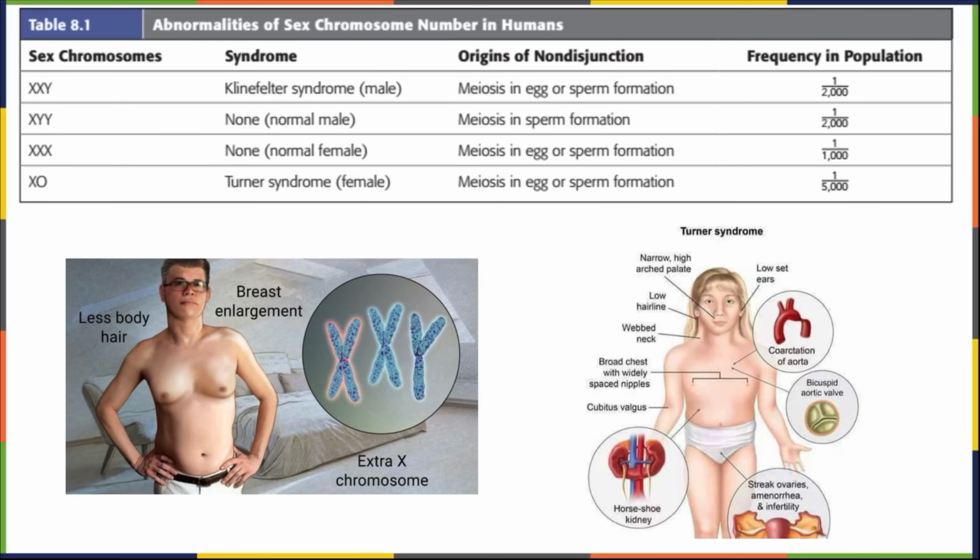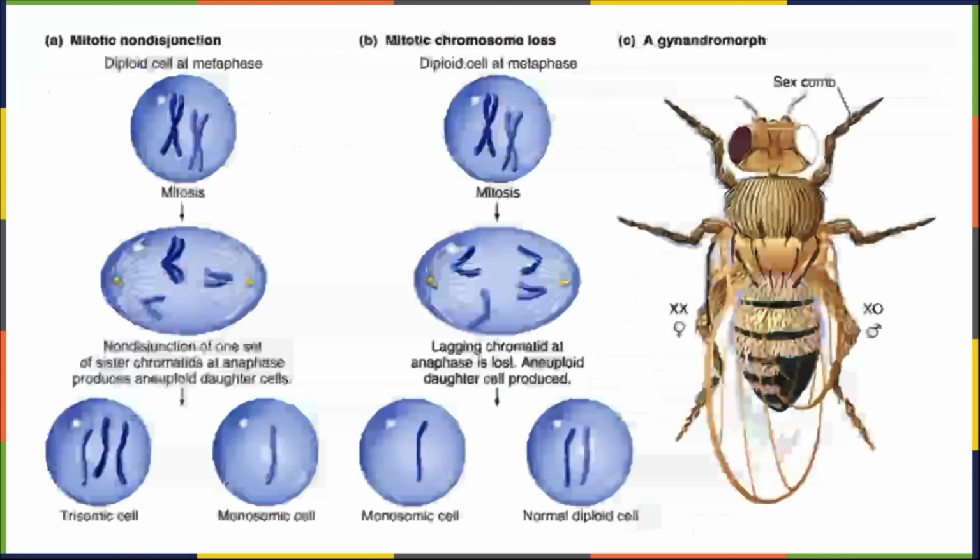While most nondisjunction events won't survive, nondisjunction events that affect sex chromosomes often do survive. The different numbers of sex chromosomes can result in genetic disorders like Klinefelter syndrome or Turner syndrome, or they can go undetected. In the case of 3 X chromosomes or 2 Ys and 1 X chromosome, the adult individual appears normal. When nondisjunction events occur in arthropods, oftentimes they result in a mosaic gynandromorph.